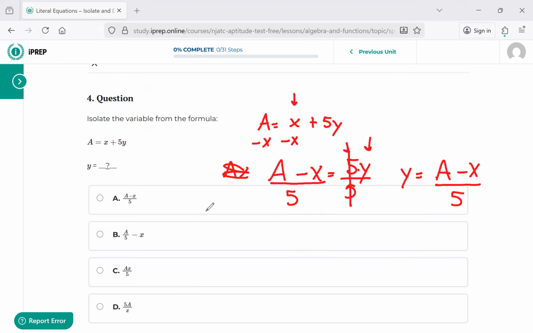Is it A minus x over 5, or is it B, A over 5 minus x? It is not B, and it's not C, and it's not D. Why isn't it B? Because this horizontal line is all over, so it has to include the whole numerator. If it was A over 5 minus x over 5, that's the same thing as this, right? So this is the correct answer. Okay, so that's an easy mistake.